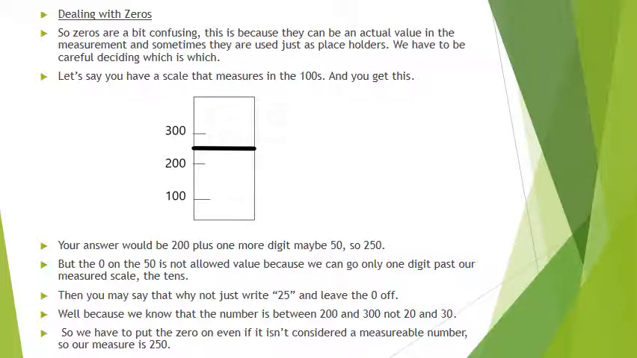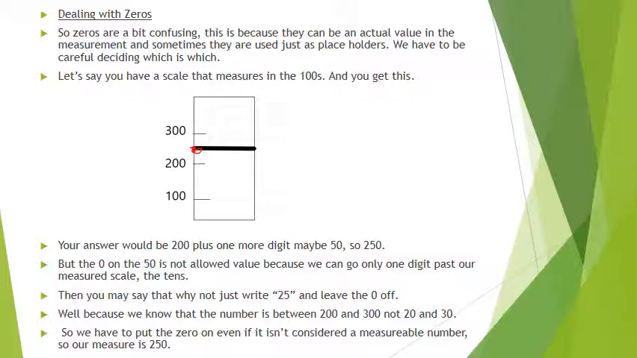Okay, so zeros are a bit confusing just because they can be an actual value in a measurement, and sometimes they're just placeholders, and we have to be careful which is which. So let's say I have a scale that measures the hundreds. So I have this scale that measures 100, 200, and 300, and the divisions are hundreds, okay? And so I have this measurement right here.